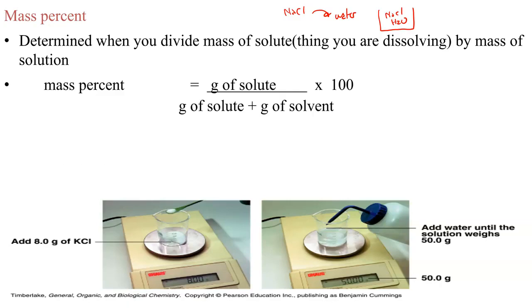So in the case of mass percent, what we're going to do, we're going to take the grams of the solute divided by the grams of the solute plus the solvent, which is basically grams of solution. So in this example, you have 8 grams of potassium chloride. You can see that in the balance right there. So we put that mass in there first, and we're going to add water until we get to exactly 50 grams. So the 50 grams is your mass of solution.